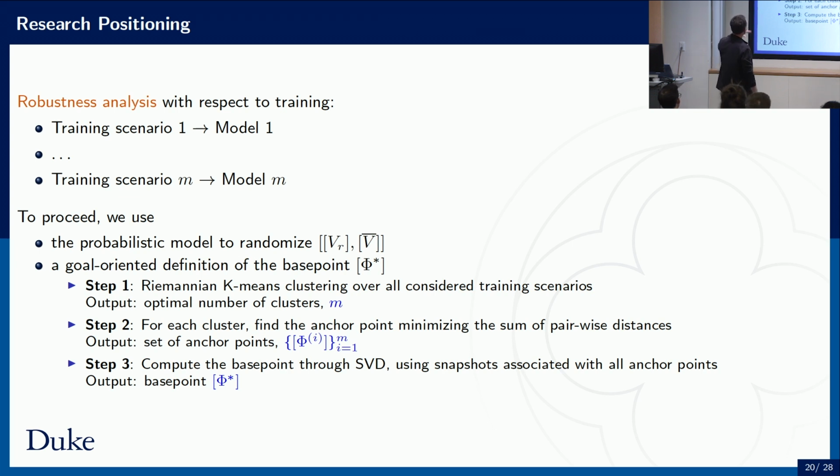So to proceed, we're going to use the probabilistic model I have shown you before to randomize the concatenation of the low frequency modes and the ones that are affecting the nonlinear enrichment term. And then we're going to use a goal-oriented definition of the base point, because in this case, the base point is not clearly defined. And I will show you how it looks. But basically what we do is run a lot of training scenarios, okay? And then we do Riemannian k-means clustering to identify the best number of clusters describing this on the manifold. And then we are going to localize the anchor point associated with the center of mass of each cluster. And then I'm going to take the snapshots associated with those anchor points, and I'm going to use that to compute the base point. Okay.